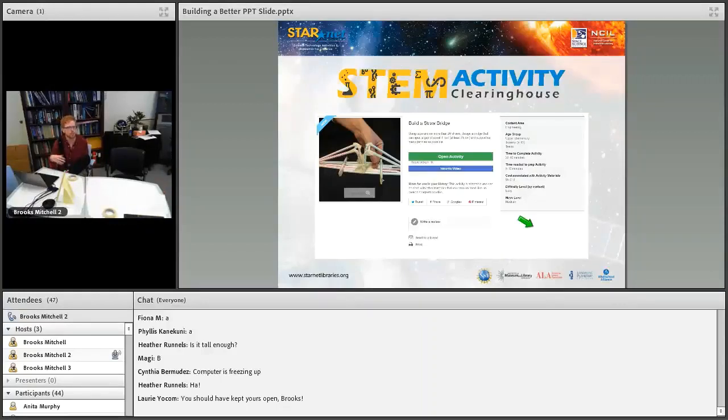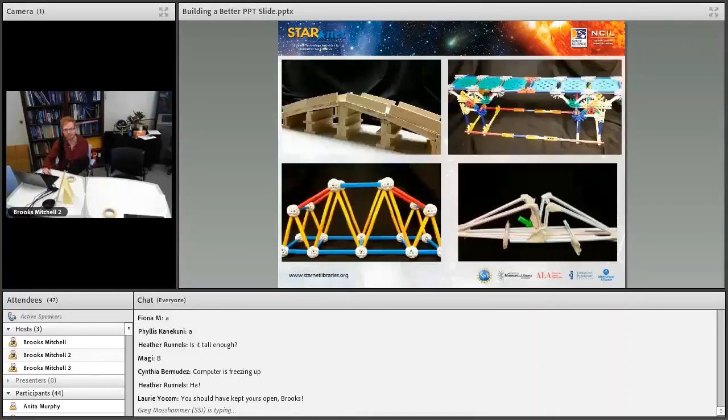And I think that's just because one of our partner libraries had a lot of straws on hand. You could also use uncooked spaghetti noodles. You could use like skewers or toothpicks. You could use candy. I'm sure a lot of you have done a build a bridge challenge. I mean, it's just a great way to get a lot of people involved and to talk a lot about engineering. So we have an example of a few different bridges that were built.